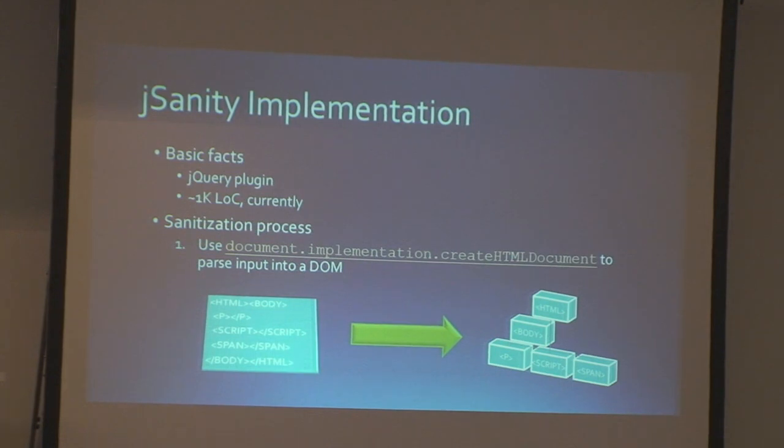So the basic facts of it. It's a jQuery plugin, as I mentioned. It's about 1,000 lines of code. I'm just going to walk through the process of what it does really quickly. There are about 5 steps. The first step is to use the create HTML document API to parse markup into a DOM.